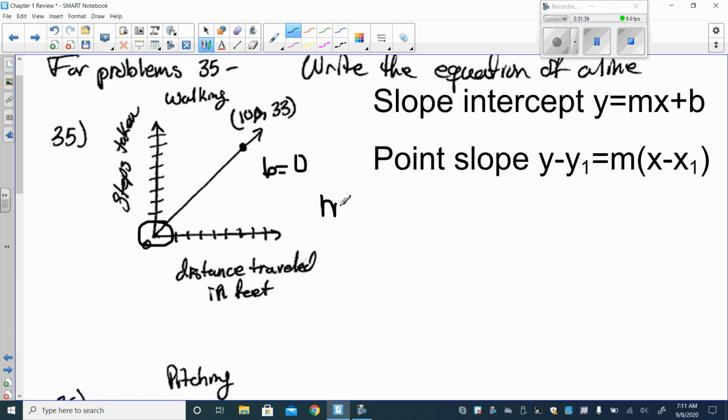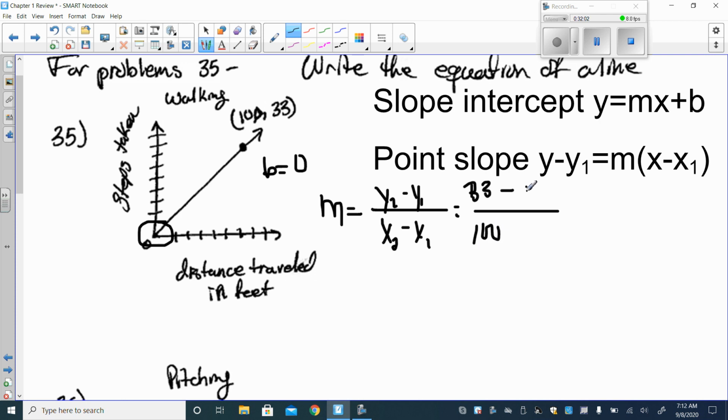Now the slope, we can use the slope formula, and again, the slope formula is y2 minus y1 over x2 minus x1. So our y2 value I can say is 33. Our x2 value is 100. Now our other point was 0, 0.